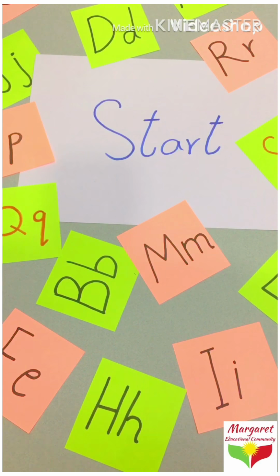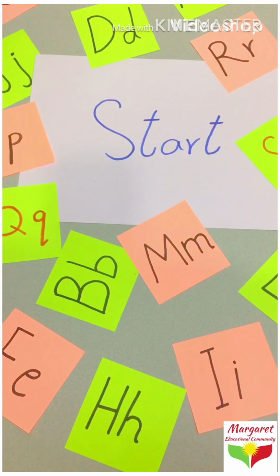T for triangle. What color is this triangle? Pink. This triangle is pink. And T for tiger. Tiger means بڵنگ. Oh, where does a tiger live? It lives in a forest. Is it scary? Yes, it is.